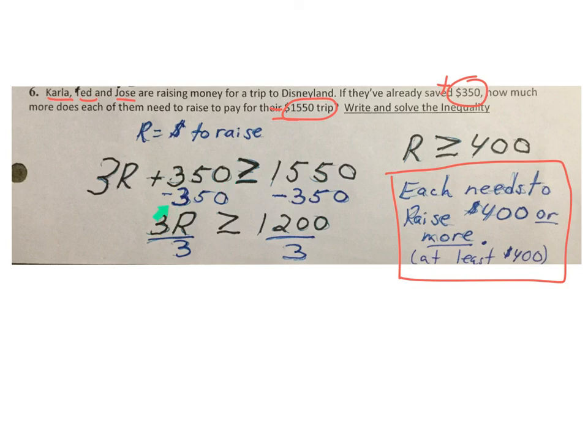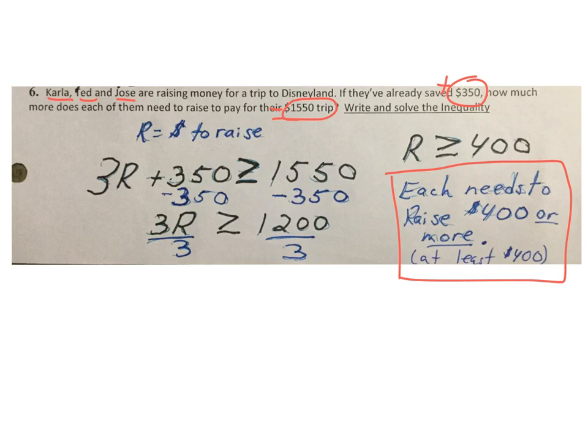So to solve it, subtract from both sides what they already have. So 3 of them need to raise $1,200 more. Divide it by 3, and your R is greater than or equal to $400.